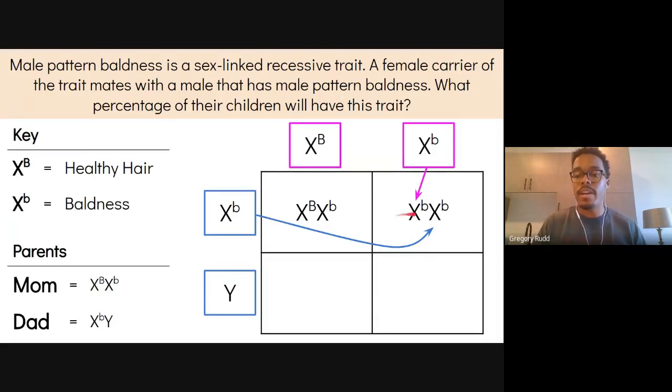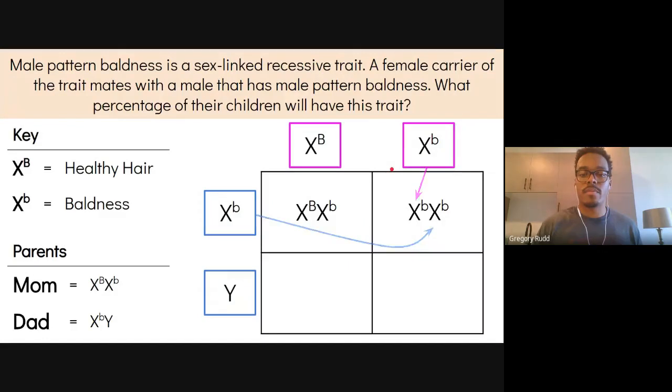Even here, it doesn't matter which order you write them in. I could have written my lowercase b first and my capital B second. It doesn't really matter. Now, typically you will see the capital letter written first, and typically you will see X written before Y, but ultimately it doesn't matter because everybody has two copies. Everybody has two alleles. So as long as you have them written, then you'll be okay.